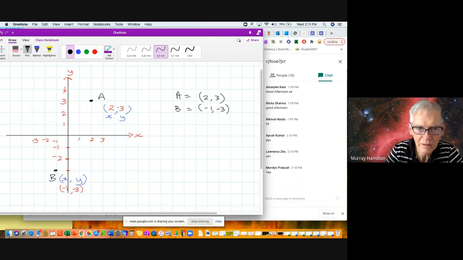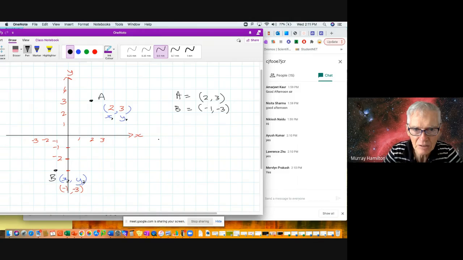Now, because we have got x, y, x, y, I can call this x1 and y1 to differentiate it from x2 and y2. So the coordinates for A, I'm going to call x1 and y1. And for B, I'm going to call x2 and y2.